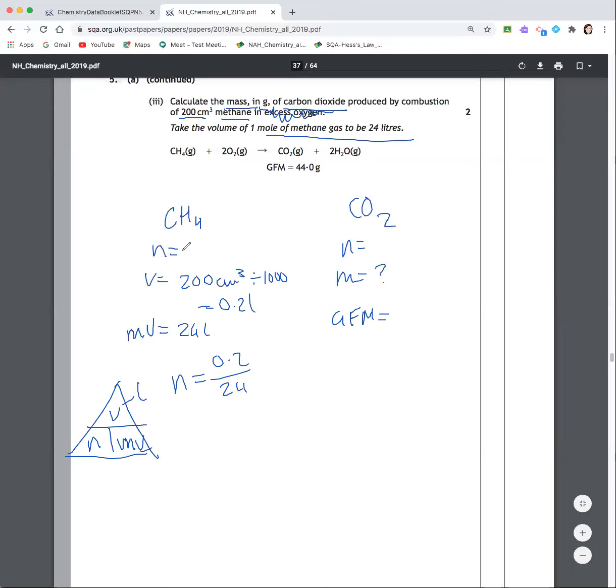So that ends up giving you 8.33333 times 10 to the minus 3. If you've not got a scientific calculator, it's probably come out as 0.008333.